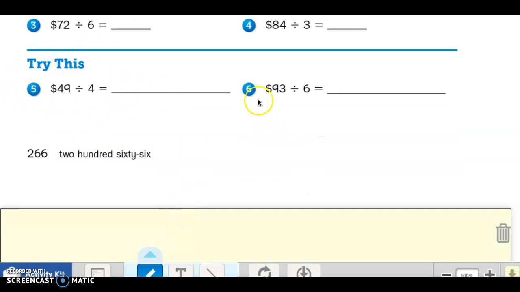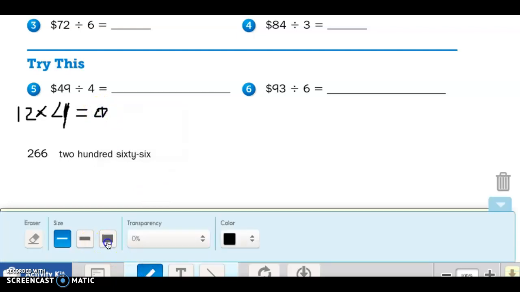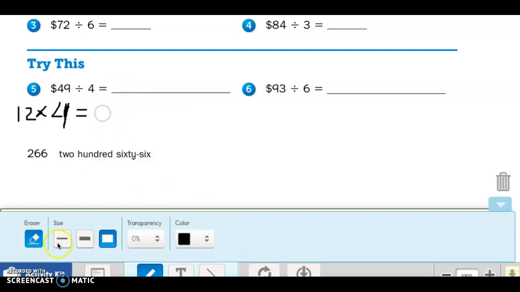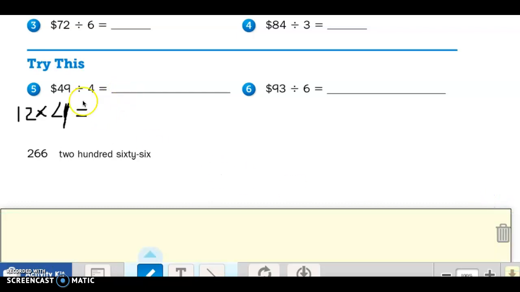Okay, then try this. We're going to do number 5 together, and you're going to try number 6 by yourself. So 49 divided by 4. Can 4 go into 49 equally? You know what? It can't. I know 12 times 4 equals, oh my goodness, 48. I know 12 times 4 is 48. So we're going to have a remainder.